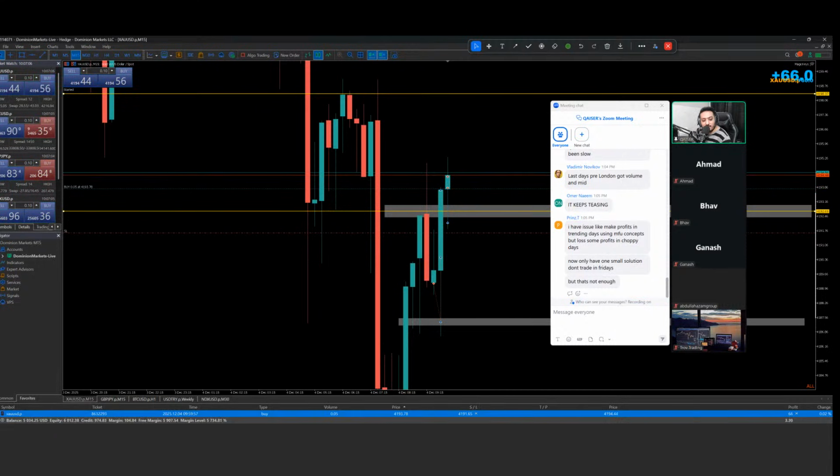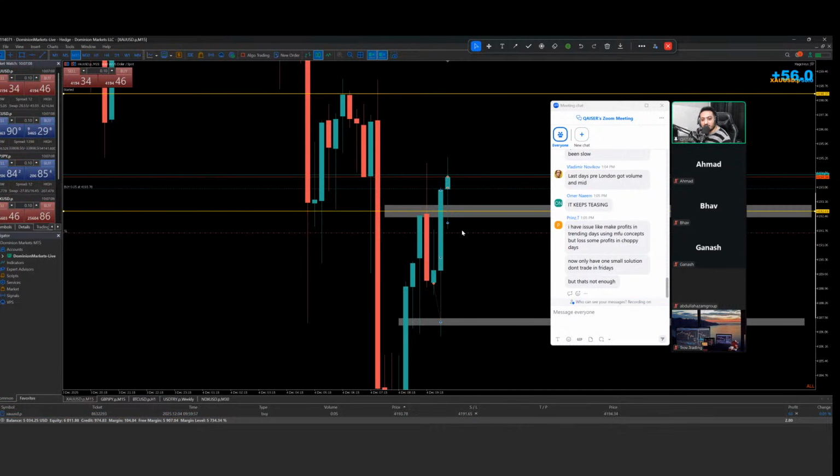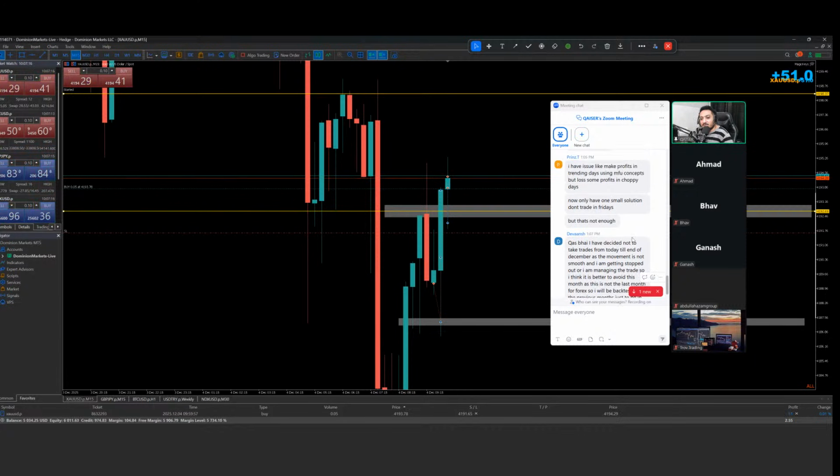Yeah, even while fighting with this kind of market scenario, we're still making money. I have an issue: I make profit in trending days using the MFU concept, but lose some profit in choppy days. So why not stick with the rules? 1 to 2 trades, 1 to 2% risk. If you lose that one, close the chart. Doesn't matter. Now I have only one small solution: don't trade on Friday. Yeah, that makes sense, but that's not enough.